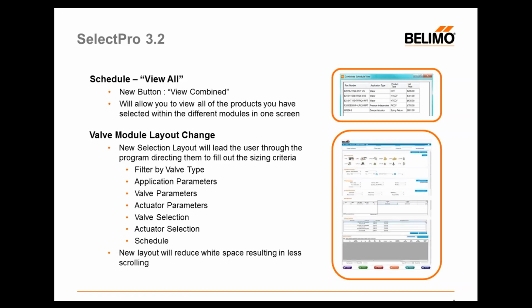So people were complaining that they had to scroll up, scroll down, scroll up, scroll down many times in one application or one schedule. And now what this allows you to do by having all the parameters at the top is you enter all your parameters, scroll down once, choose your valve and actuator, and then put it into your schedule. And then for the next one, you scroll up once, enter everything, scroll down once. So it's not the back and forth constant scrolling.